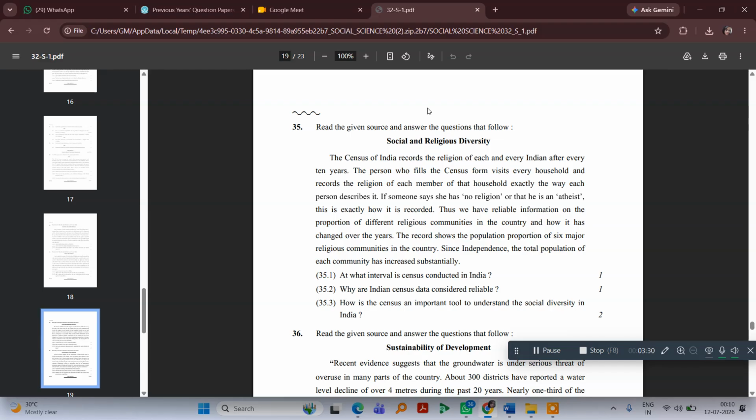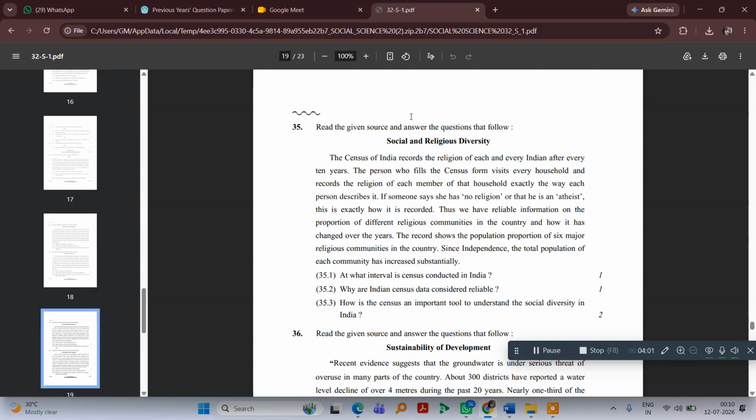If someone says she has no religion or that he is an atheist, this is exactly how it is recorded. Thus, we have reliable information on the proportion of different religious communities in the country and how it has changed over the years. The record shows the population proportion of six major religious communities in our country. Since independence, the total population of each community has increased substantially.